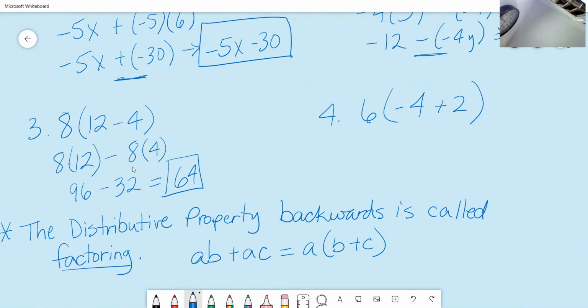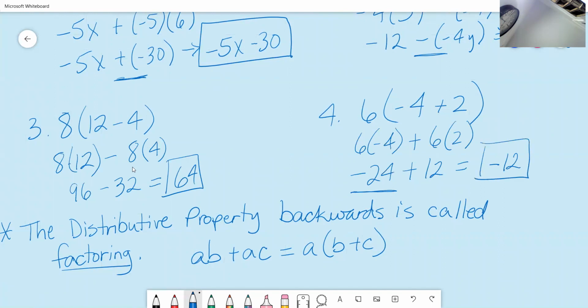All right, and the same thing with number 4. So distributive property says that 6 times -4 plus 2 is 6 times -4 plus 6 times 2. Well, 6 times -4 is -24 plus 12. So we're adding unlike integers here, so you find the difference in the absolute values of the two, and your larger number is your negative, so you know your answer is negative. 24 minus 12 is 12. So your answer is -12.